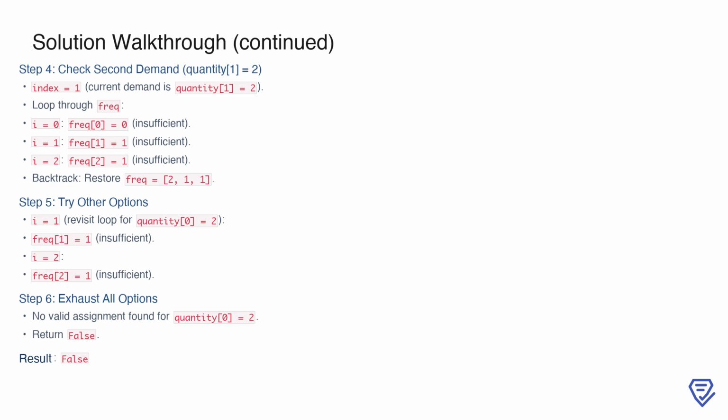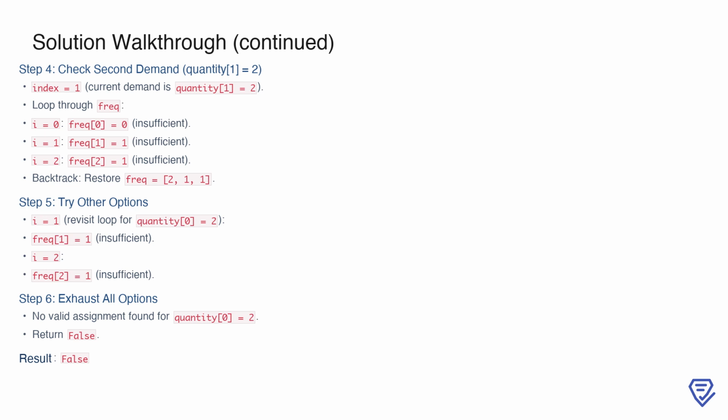Looping through frequency, we find that frequency[0] equals 0, frequency[1] equals 1, and frequency[2] equals 1 are all insufficient to meet this demand. Since no valid assignment is found, we backtrack by restoring frequency to [2, 1, 1]. Next, we consider other options for quantity[0] equals 2.